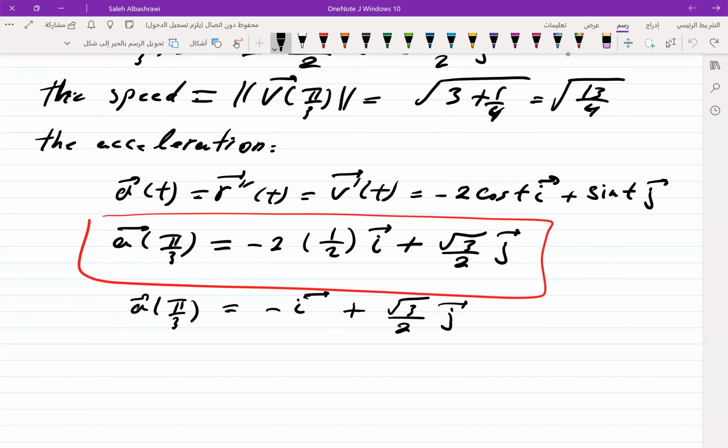So this is the idea of finding velocity and acceleration of a moving particle. We have a position vector, we just need to find the first derivative and second derivative, which will give me the velocity and acceleration vectors. And we can find the magnitude of the velocity, or the speed.